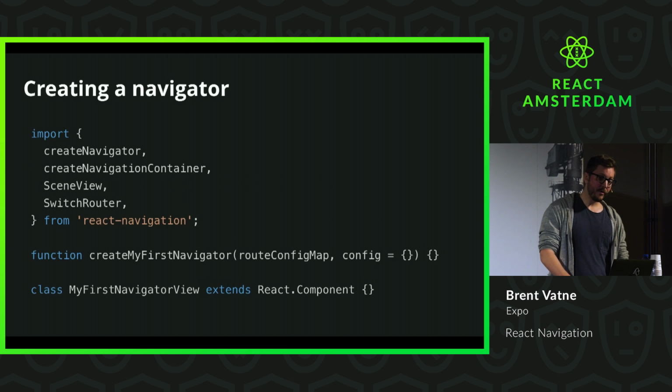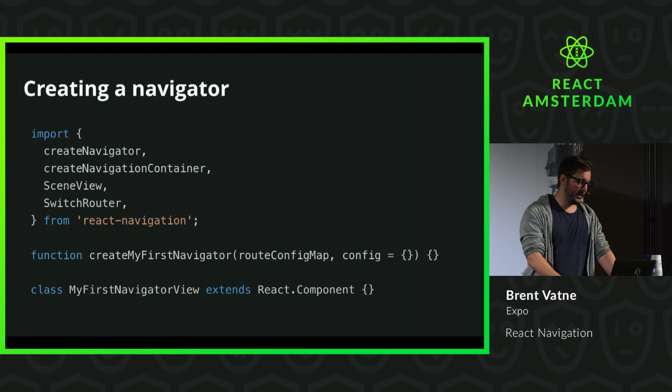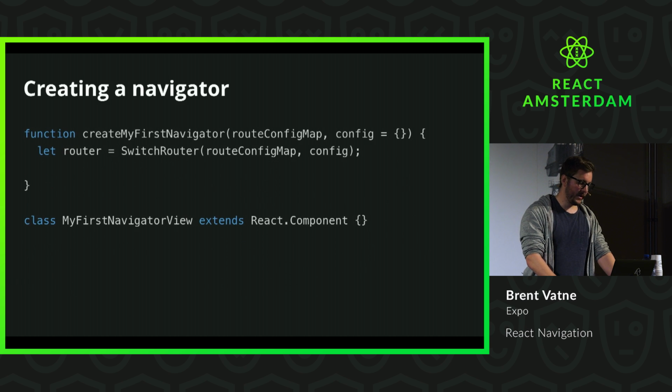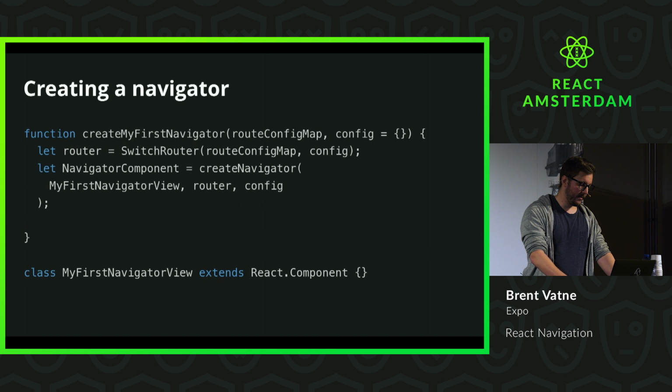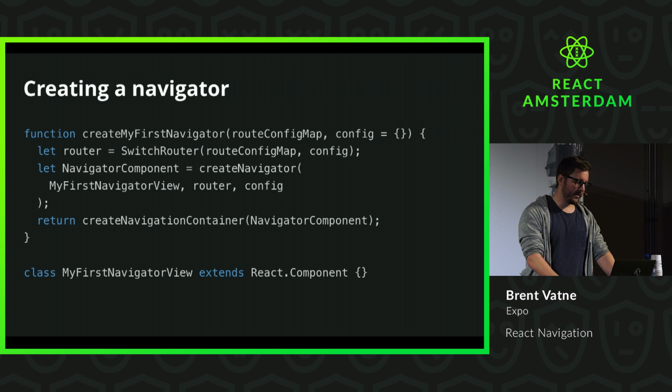So if we were to create our own version of this navigator, what we could do is import these various functions from React Navigation and then put together some placeholders here. So create my first navigator, that would be equivalent to the definition for the function create switch navigator. And then we're just going to create a placeholder navigation view. We initialize the router. Then we create the navigator, passing in the view, the router, and some configuration. The config is basically like the object that had the initial route name on it and all those other things. And then we just return create navigation container with this component. You can read the docs to learn a little bit more about the navigation container.